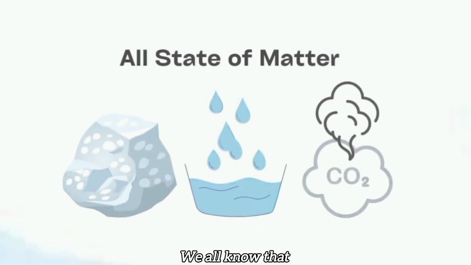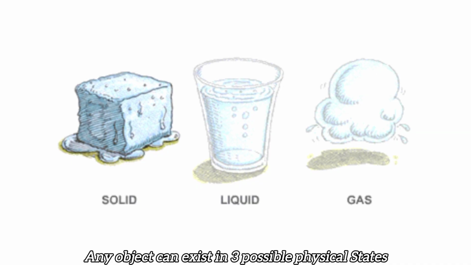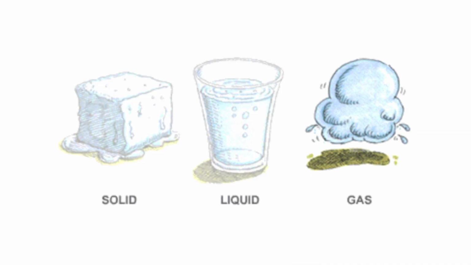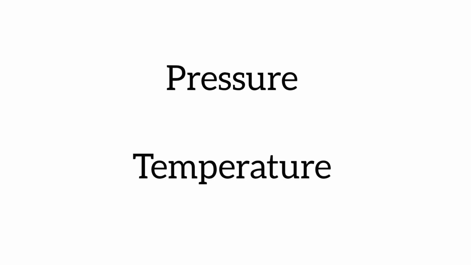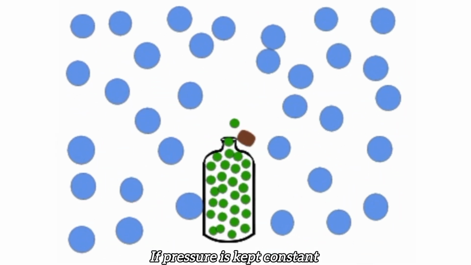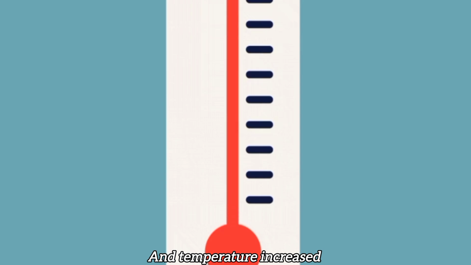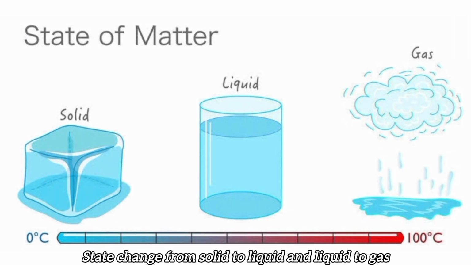We all know that any object can exist in three possible states: solid, liquid, and gas. And at any moment, this physical state depends on two factors: pressure and temperature. If pressure is kept constant and temperature is increased, the state changes from solid to liquid and liquid to gas.